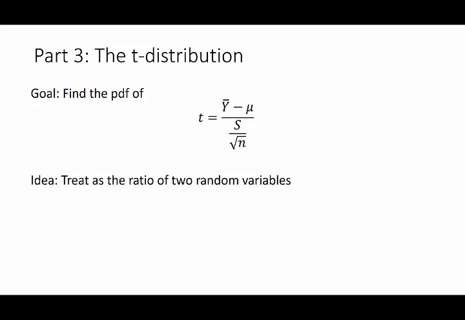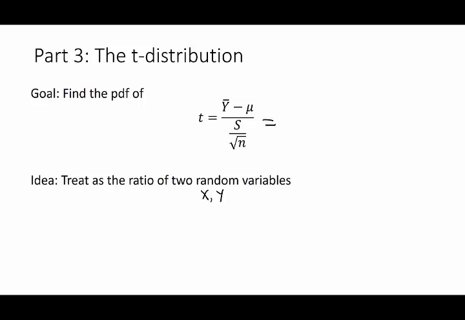In our third video of this series, we're going to return to the question from the introduction and finally get at the PDF of the t-statistic defined there. Now, the idea to getting at the PDF of this t-statistic is to treat it as the ratio of two random variables, X and Y, for which we already know the distribution. Doing so requires a brief amount of algebraic manipulation.